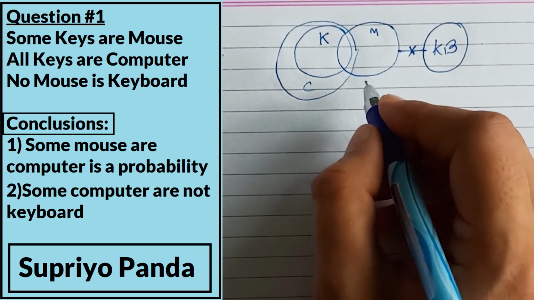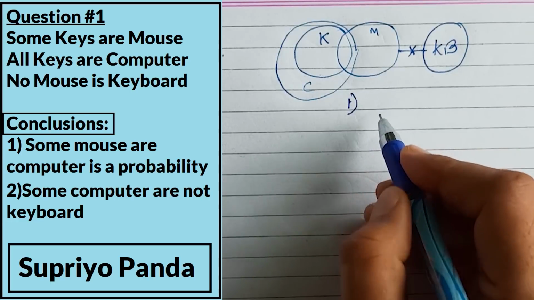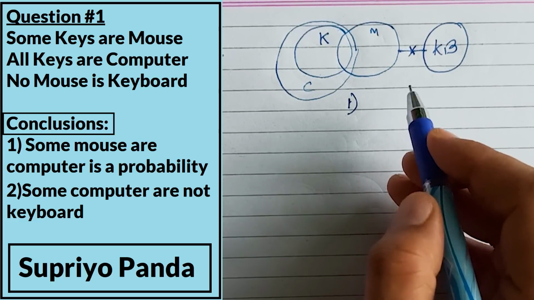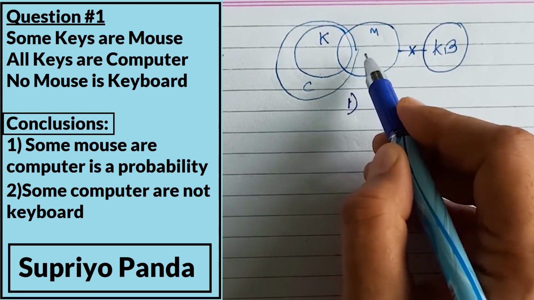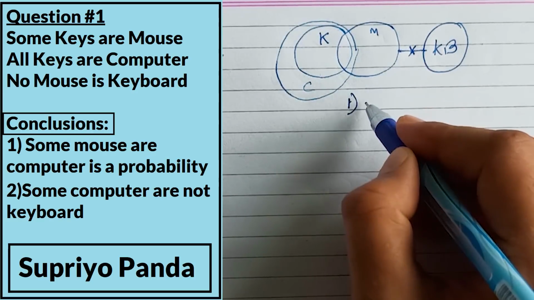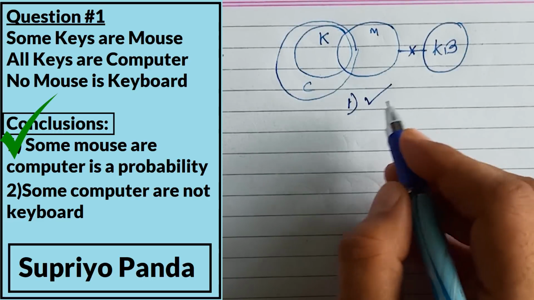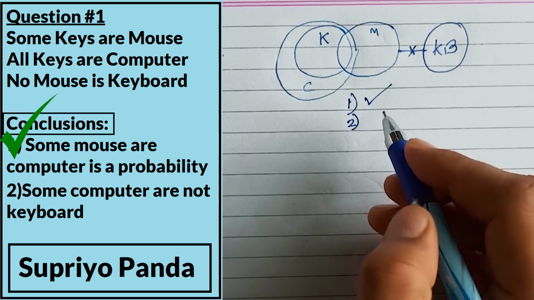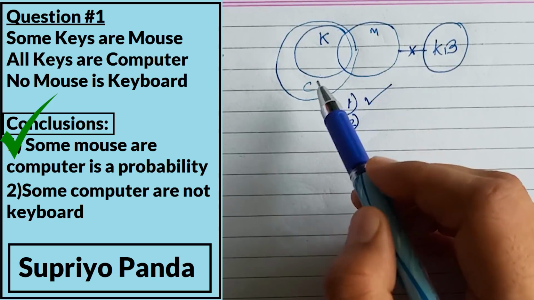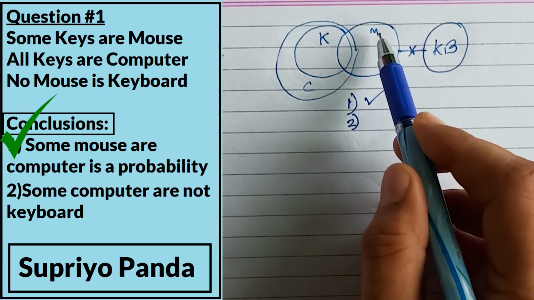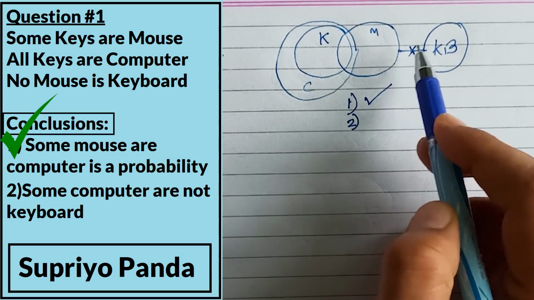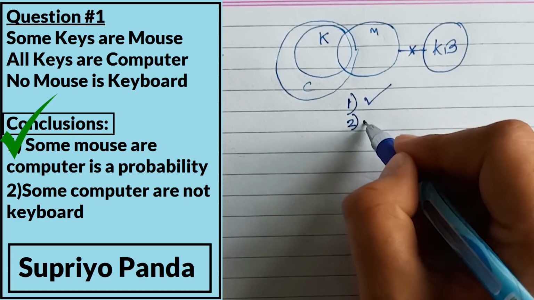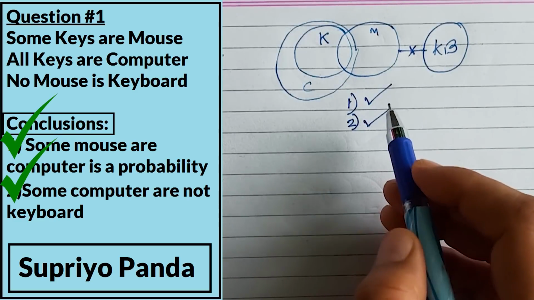Now coming to our conclusions. The first conclusion says some mouse are computer is a possibility. As we can see, there is an overlap. So this is the correct possibility. The second conclusion, some computer are not keyboard. Now keyboard is over here and computer is over here. As we can see, it shares its space with mouse. So it is definitely possible that some computer are not keyboard. So this is also correct. Both of our possibilities are correct.